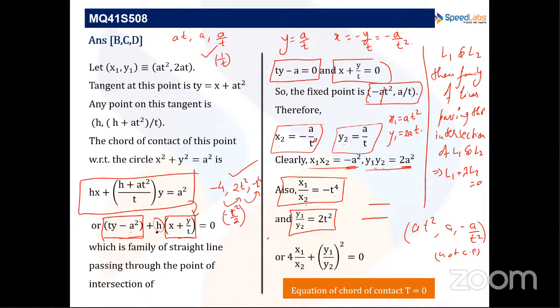Now considering this as a line or a family of lines which passes through the intersection of these two lines, we have solved and found the value of x and y. That value of x and y is our fixed point x2 y2, and then we have solved it.